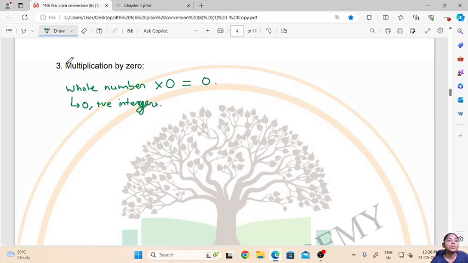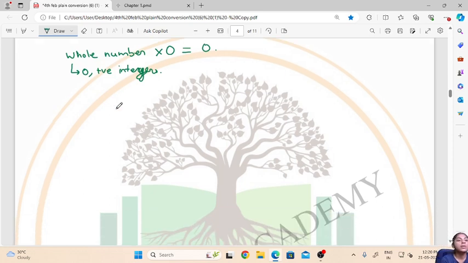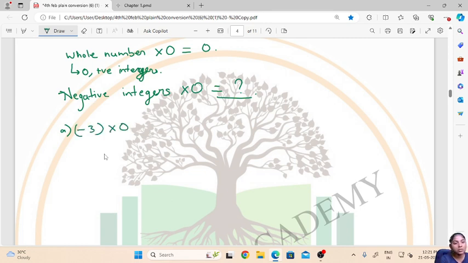So we already know that for positive integers, if we multiply any positive integer to 0, the answer will be always 0. So let us verify for negative integers. If we multiply negative integers to 0, then what we will get is the answer. So we will solve some examples. Minus 3 into 0. What will be the answer of this? Minus 3 into 0 will be 0.